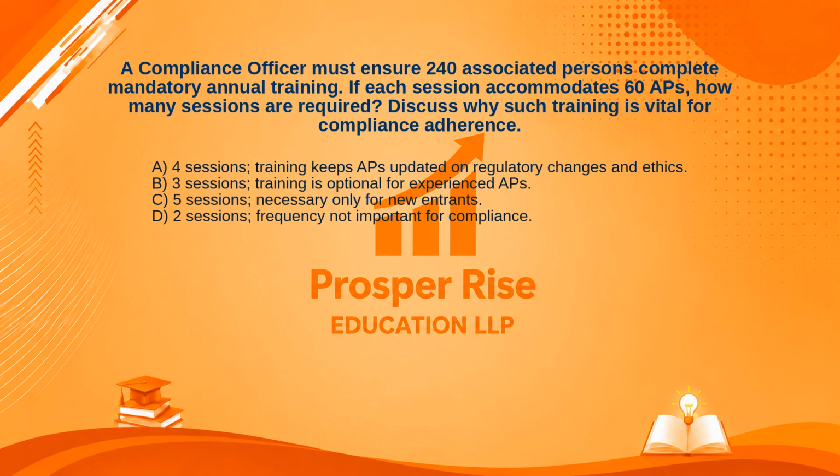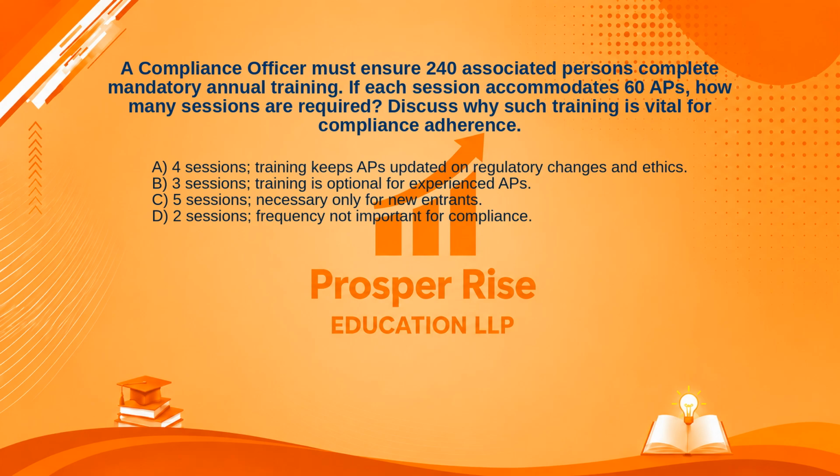Here are your options. A. 4 sessions. Training keeps APs updated on regulatory changes and ethics. B. 3 sessions. Training is optional for experienced APs. C. 5 sessions. Necessary only for new entrants. Or D. 2 sessions. Frequency not important for compliance. Take a moment to pause the video and decide.